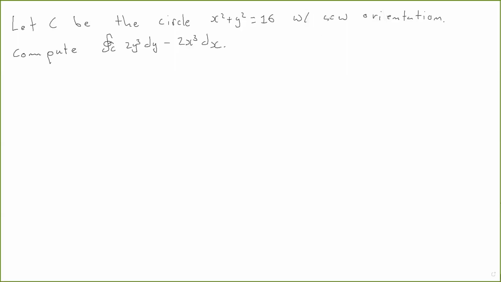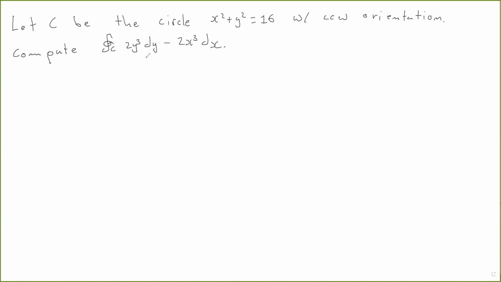Okay, so this is going to be a Green's theorem problem. So this is the problem. Let C be the circle x squared plus y squared equals 16 with counterclockwise orientation. Compute this line integral here. Okay, so it's a line integral over a closed curve.